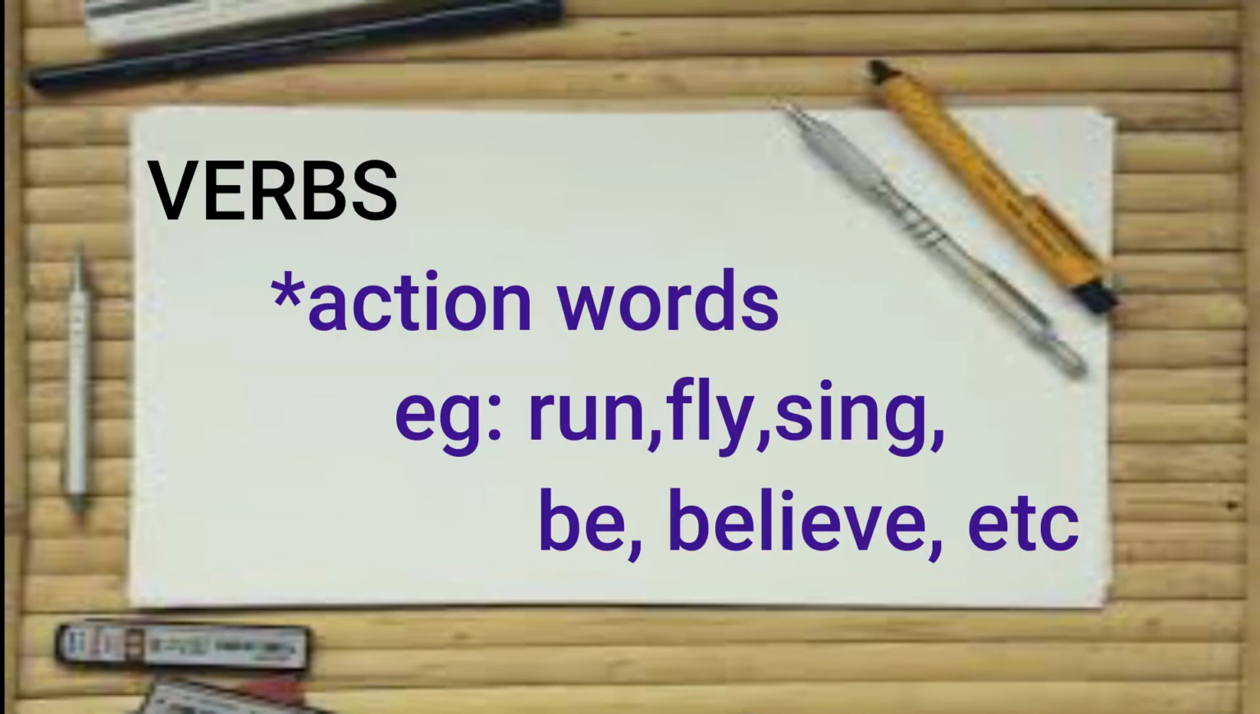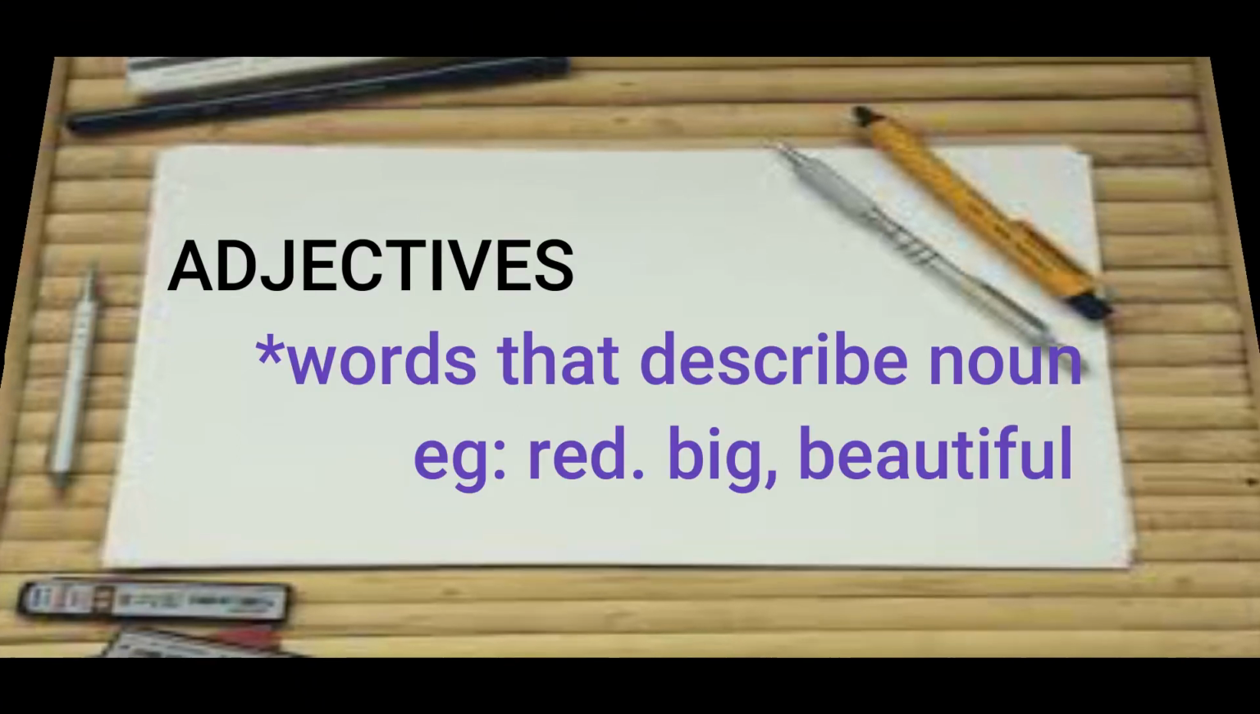The second part of speech is verb. Verbs are action words. It denotes any action done by the subject. Example, run, fly, sing, dance, etc. It also includes words which denote a state of things like be, believe, etc.